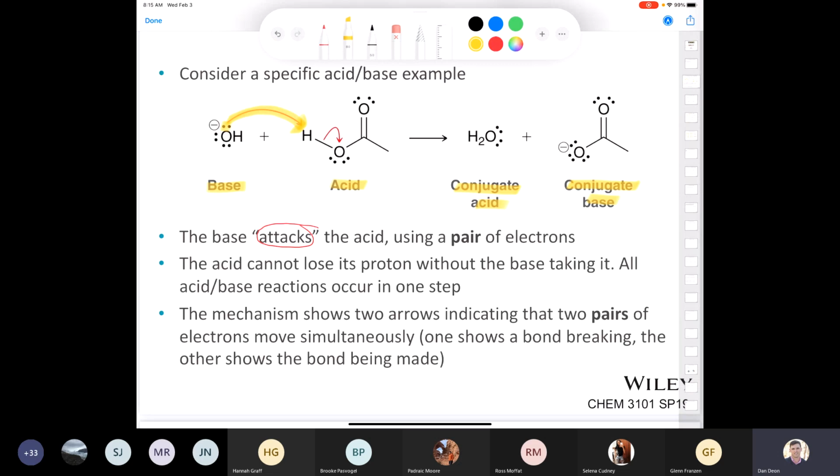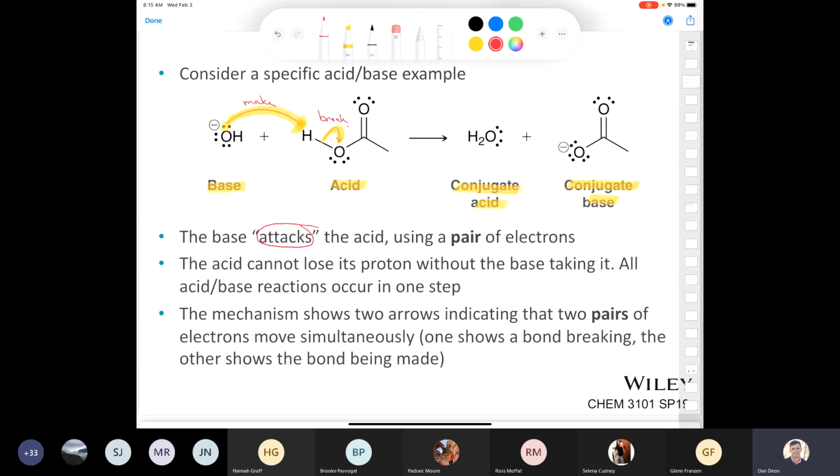All acid-base reactions occur in one step, just like this. So these two arrows, these two steps, actually occur simultaneously, okay? Both of these things happen at the same time. You make a bond and you break a bond, like this. The mechanism, again, shows 2 arrows, indicating that 2 pairs of electrons move simultaneously. And there you have it.